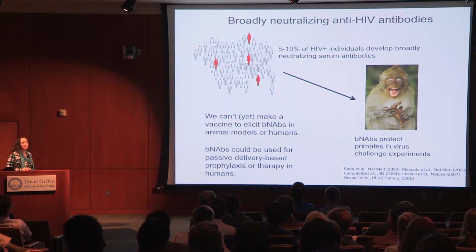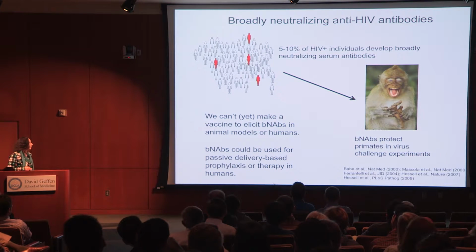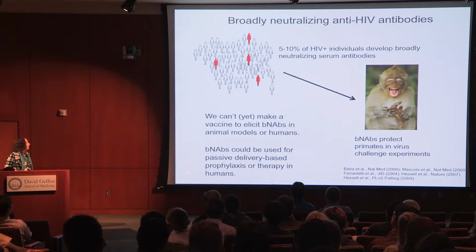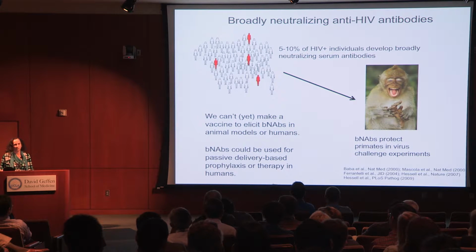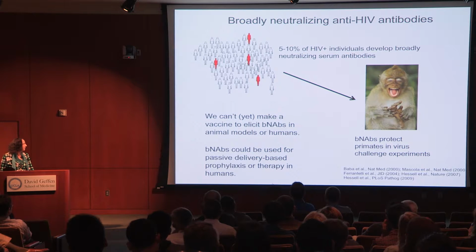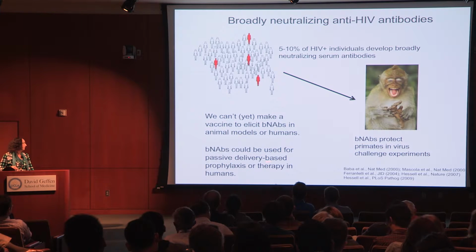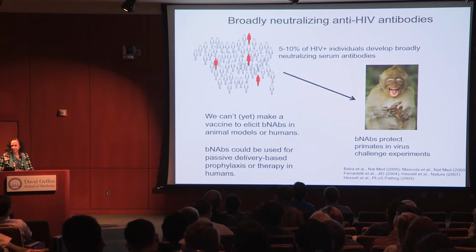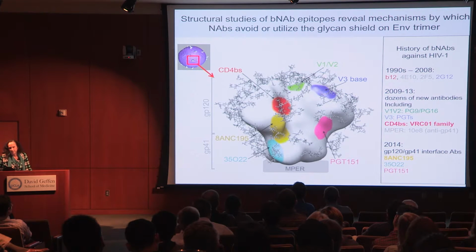Okay, so a number of people have decided that right now we don't know yet how to make this vaccine, although a lot of people are working on this, and there's been a lot of progress recently. But you could also think about giving broadly neutralizing antibodies passively, which has been done for treatment of, let's say, respiratory syncytial virus. That's treated in infants with a purified antibody against that virus, RSV. So people are thinking about giving these HIV BNAbs for passive delivery-based prophylaxis or maybe therapy in HIV-infected people.